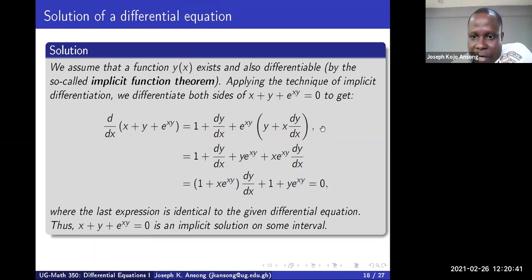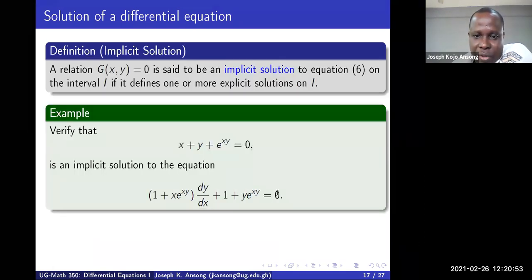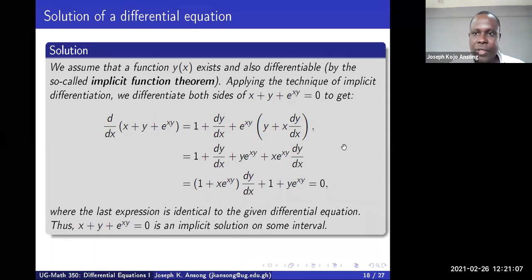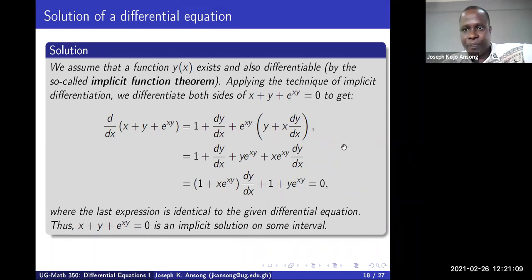Because we differentiate this side, it is equal to 0 as well. Now, if you look at this term here, all of this is actually the differential equation given to us. This is the same as the equation we have. So we have shown that this expression is an implicit solution. So this is actually an implicit solution to the differential equation. Okay, so that is how you verify that an expression is an implicit solution to a given differential equation.